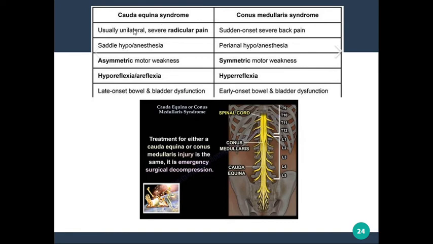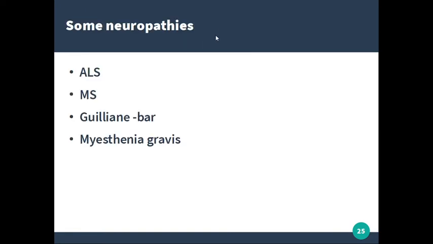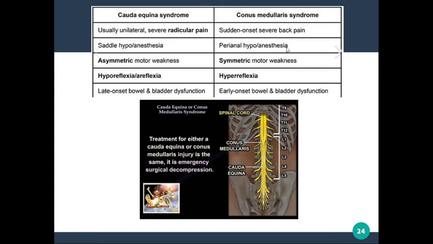Cauda equina syndrome, in fact, will be quite different in presentation to the conus medullaris. Usually it is unilateral because it is lower motor neuron. There is saddle anesthesia. There is an important asymmetrical motor weakness. There is hyporeflexia or areflexia because it is a lower motor neuron lesion.